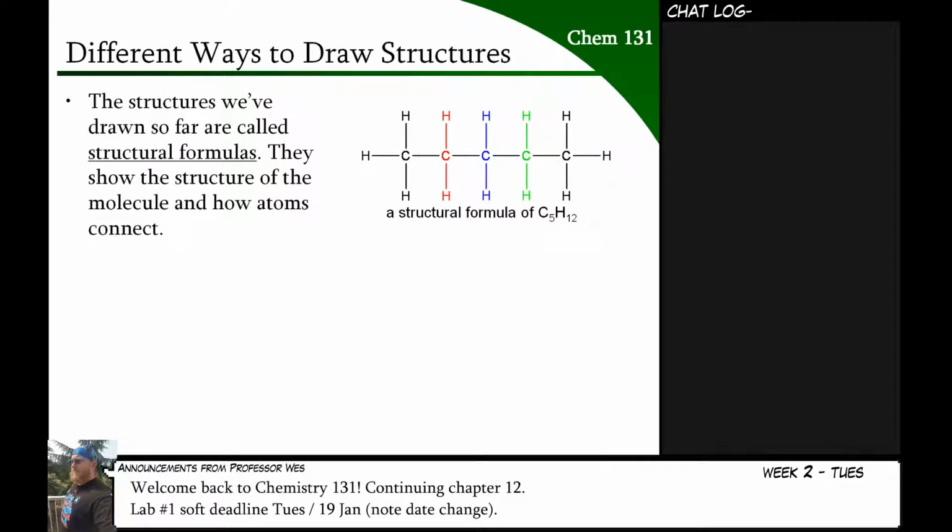So the first thing we want to talk about is different ways to draw Lewis structures, because there are a ton of different methods and they all convey different information, and some of them are just simply more convenient. Now, on the right here, I have drawn the Lewis structure, which for our purposes in this class, we're just going to call the structural formula. This is the structural formula of C5H12.